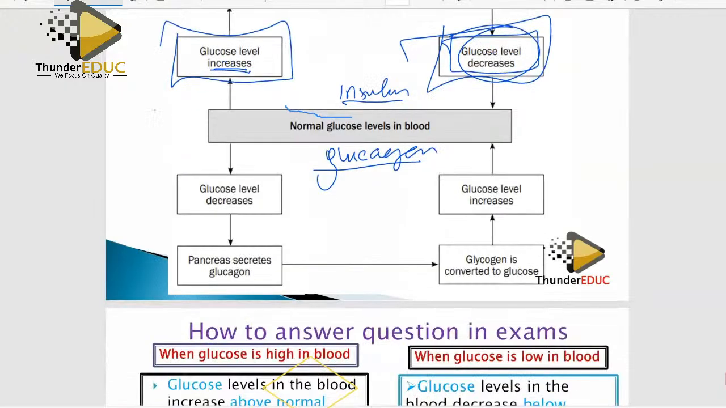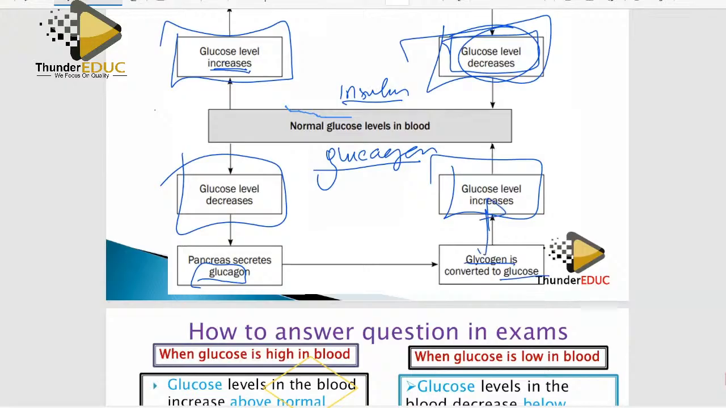And now, if the glucose level is too low, I need to make sure that the glucose level increases back to normal. I've not eaten. So what do I do? The pancreas will secrete glucagon. Now the glucagon is going to stimulate the conversion of glycogen into glucose. And then the level of glucose is going to increase and go back to normal.